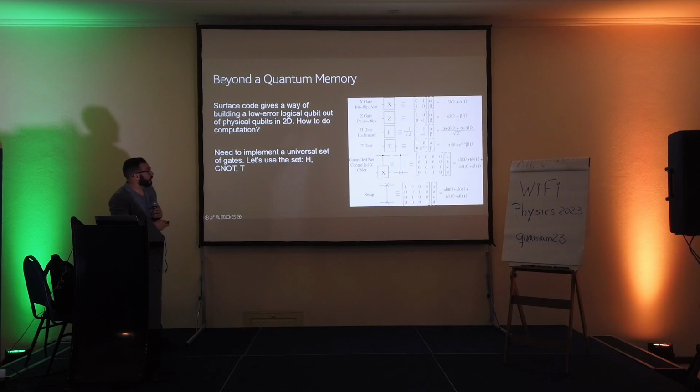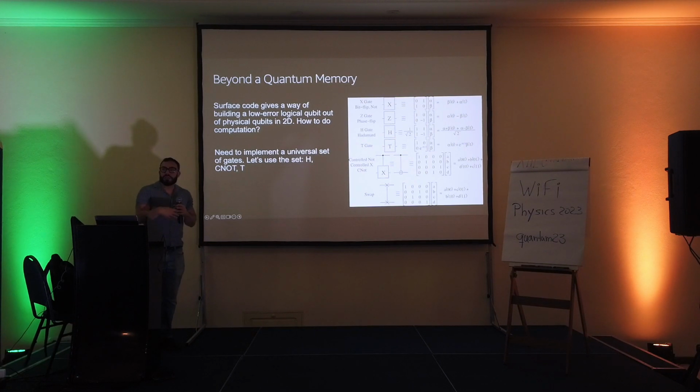So I will have to tell you how to do the logical Hadamard operation, logical CNOT gates and logical T gates on logical qubits in the surface code, and then you understand how to do universal quantum computation, right? So that's what I will do next. Any questions?